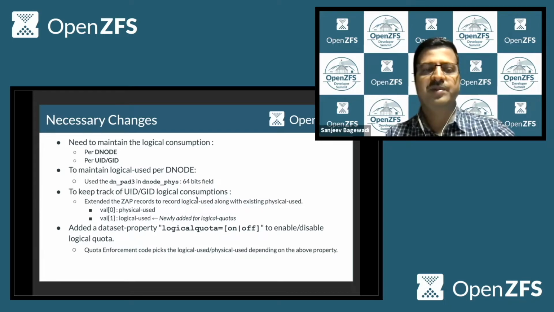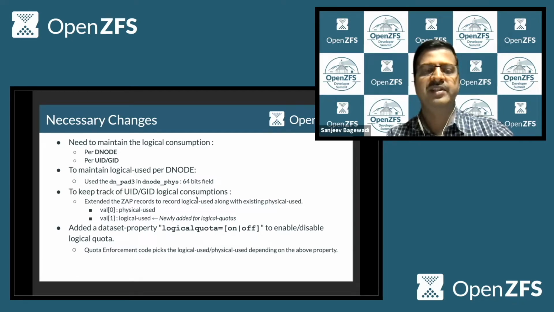For the dnode, what we chose was dn_pad3 in dnode_phys. So we picked that field to maintain the logical size. Drawing parallels from dn_used, we call it dn_lused, which is the logical used of that dnode. So that's a new field that we added in there.